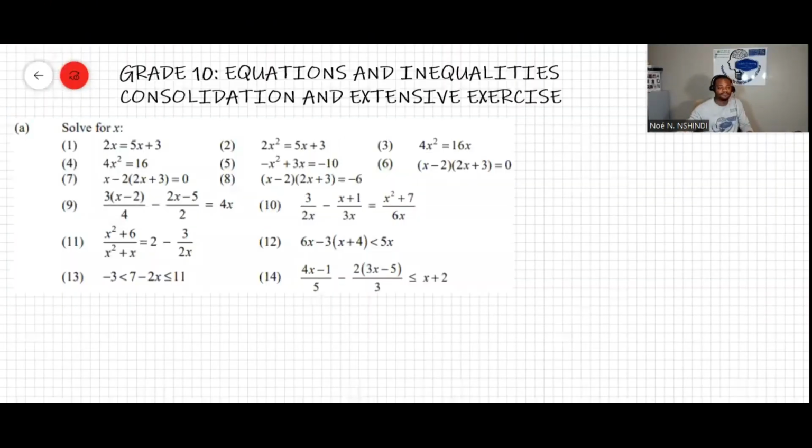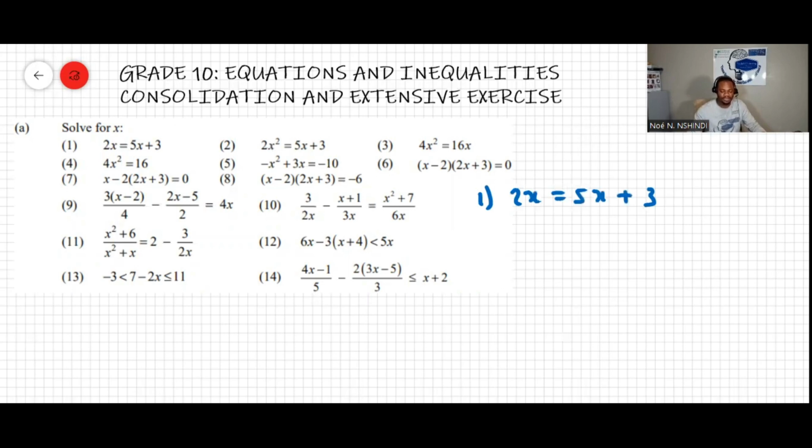Well, we have another set of exercises here. These are consolidation and extension exercises. Question A says solve for x. I'll start with 1. I'll write it here. 1. We have 2x equal to 5x plus 3.